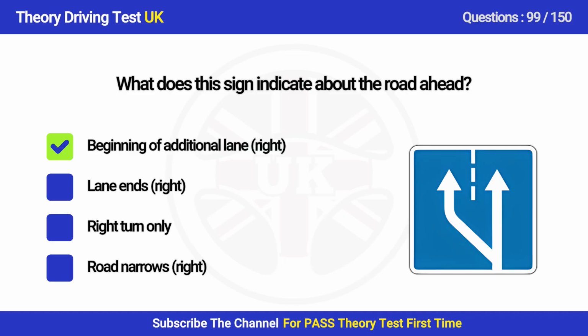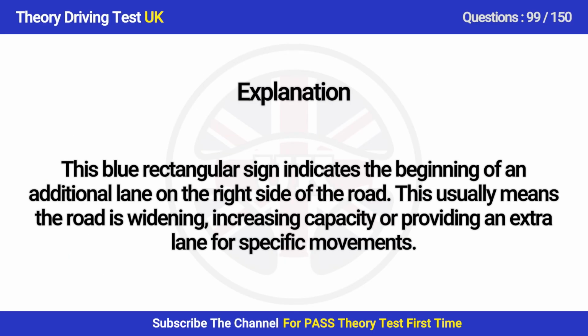Answer is A. Beginning of additional lane right. This blue rectangular sign indicates the beginning of an additional lane on the right side of the road. This usually means the road is widening, increasing capacity, or providing an extra lane for specific movements.